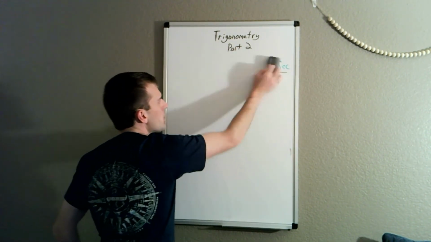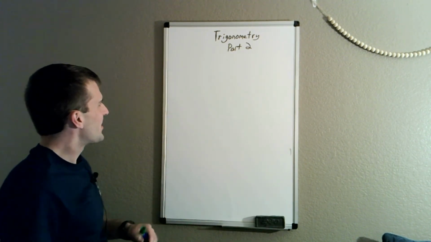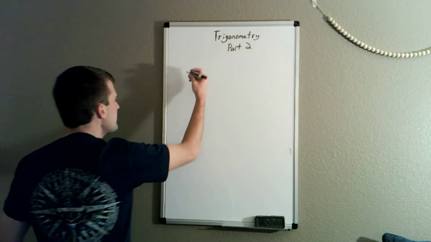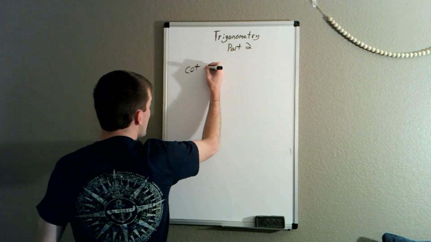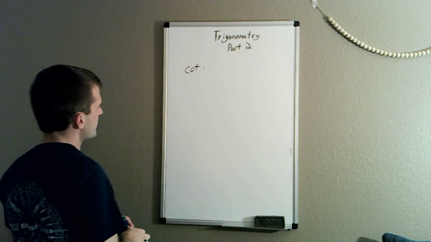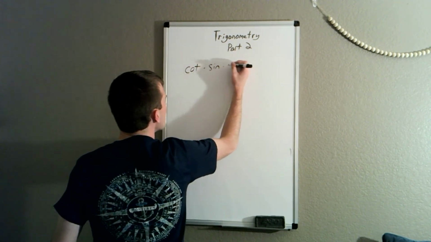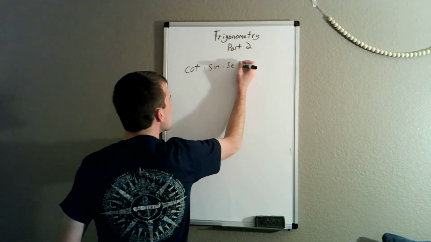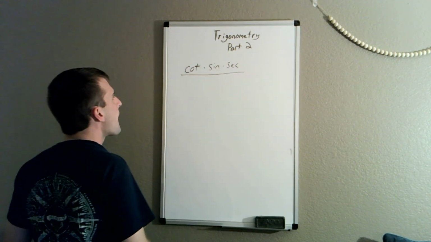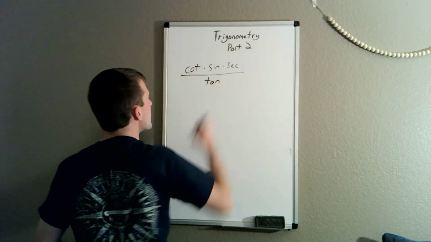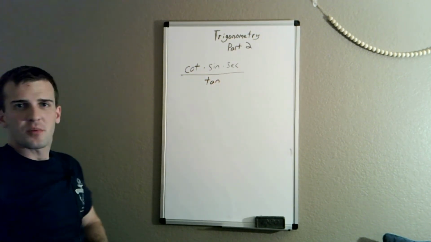All right, let's do another problem. Let me actually think this one out so it turns out nicer than the last one. So we're going to have cotangent times, let's see, times sine times secant divided by, we'll do tangent. And we'll figure this one out.